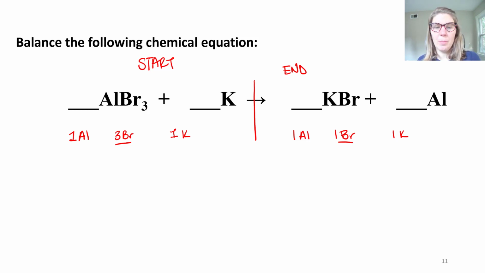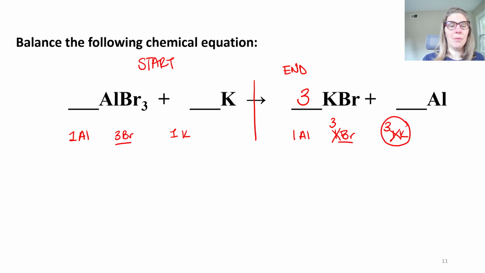In order to get 3 bromines on the product side, which is the end, I need to put a 3 coefficient in front. Remember, all I'm allowed to do is add coefficients. I cannot change chemical formulas. Once I put the 3 in front of there, not only does it change my number of bromines to 3, but it also changes my number of potassiums to 3. Well, that messed up my number of potassiums because now I have 3 in comparison to 1, so I need to remedy that. Therefore, I'm going to put a 3 in front of potassium to make sure that I have the same number of potassiums on both sides.